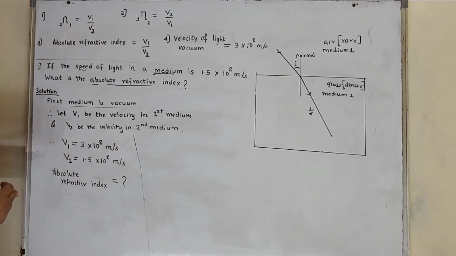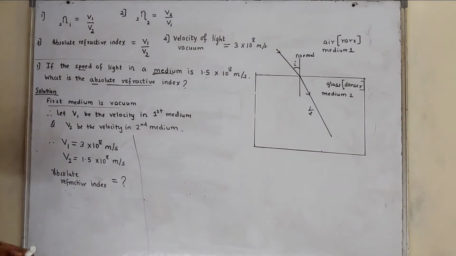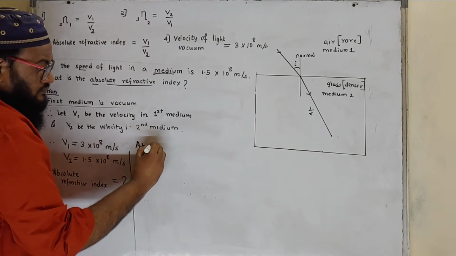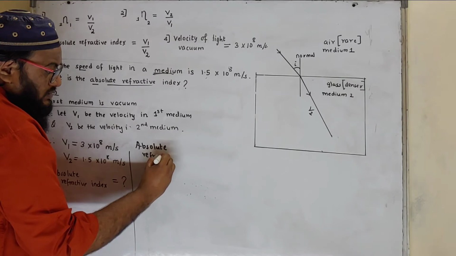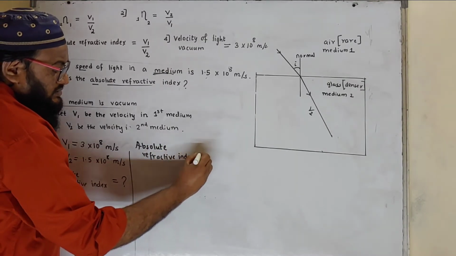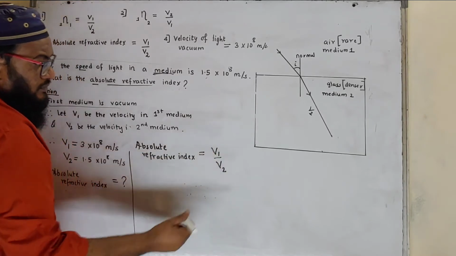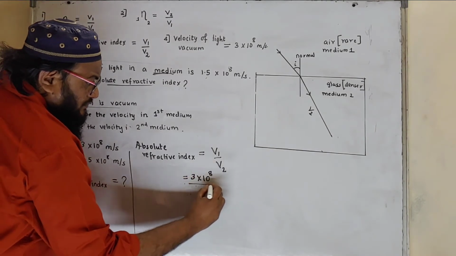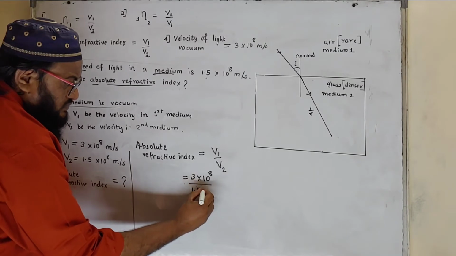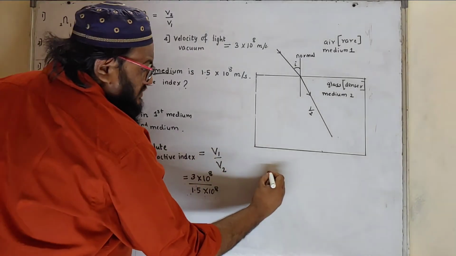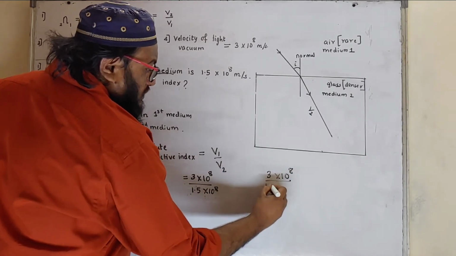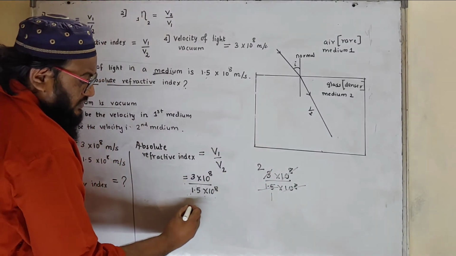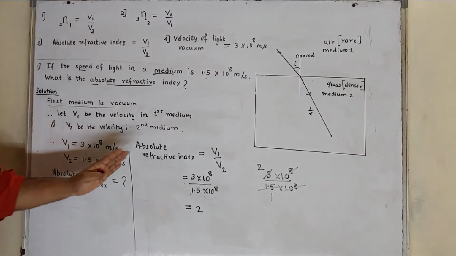So what is the formula for absolute refractive index? Absolute refractive index is nothing but V1 upon V2. What is V1? 3 into 10 raised to 8 meter per second. V2 is 1.5 into 10 raised to 8 meter per second. Let us cancel 10 raised to 8. 1.5 ones are 1.5, 1.5 twos are 3. So the value is 2. So the absolute refractive index is 2.